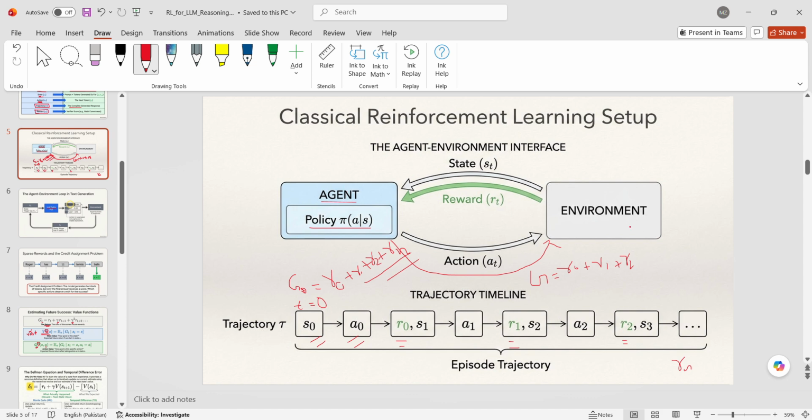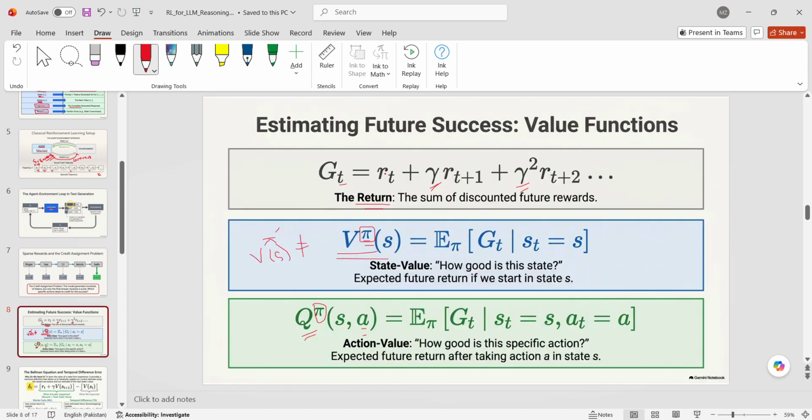So from here you can get a basic understanding of how the return looks. But in this slide you also see these symbols, these gamma symbols. Now I want you to stop and think about it.